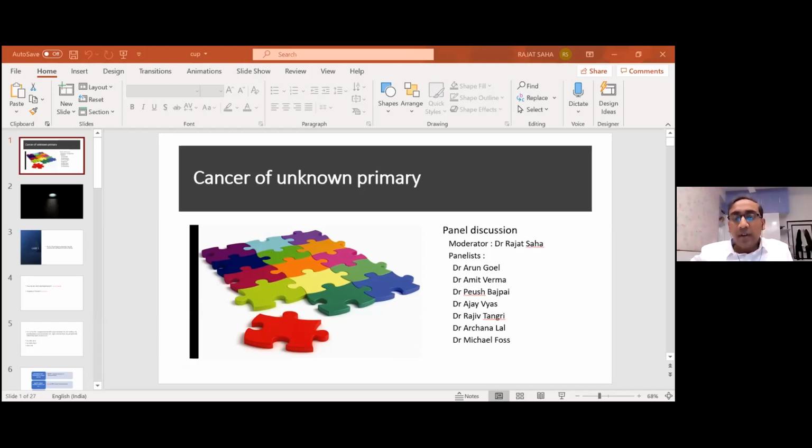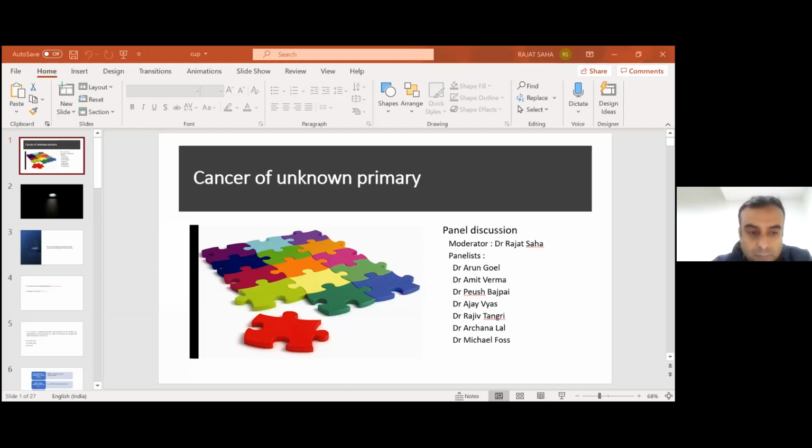So we have Dr. Arun Goyal in the surgical field. We have Dr. Piyush Bajpai in the medical field. Dr. Amit Verma is our molecular oncologist. Dr. Ajay Vyas is there as our nuclear medicine specialist. Dr. Rajiv Tangri and Dr. Archana Lal will give us the very required pathological support.